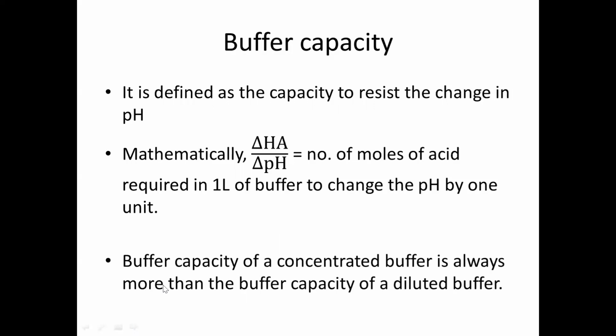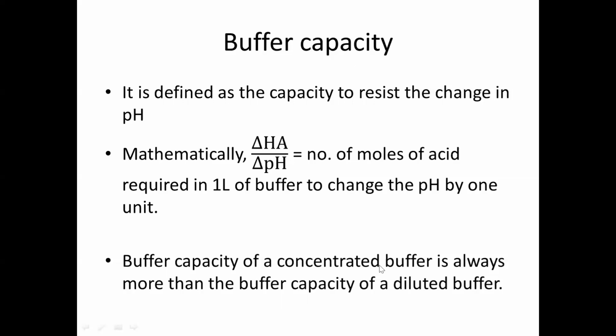It has been observed that the buffer capacity of a concentrated buffer is always more than the buffer capacity of a diluted buffer. And also, we have seen that the buffer capacity of any buffer is maximum when the concentrations of salt and acid are equal. That means when pH is equal to pKa, at this pH, the buffer has the maximum buffer capacity.